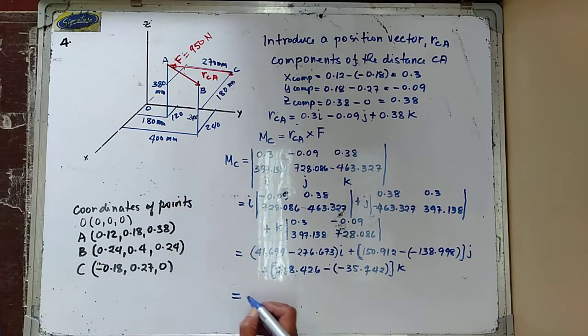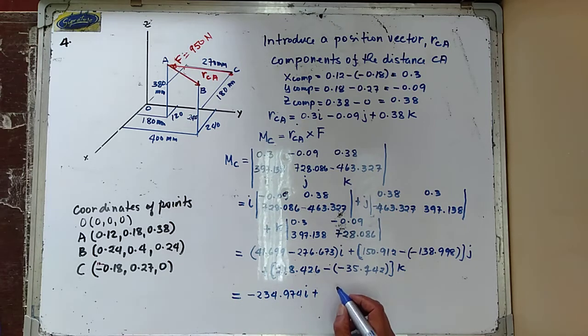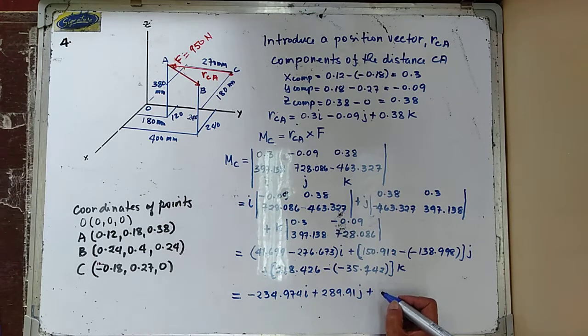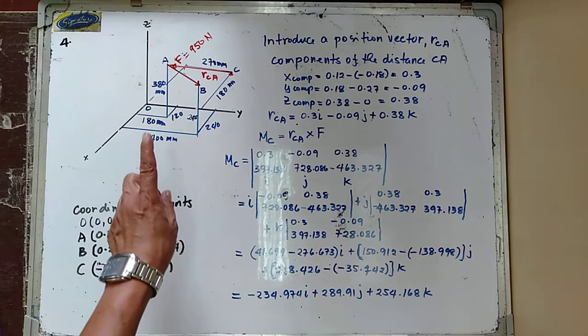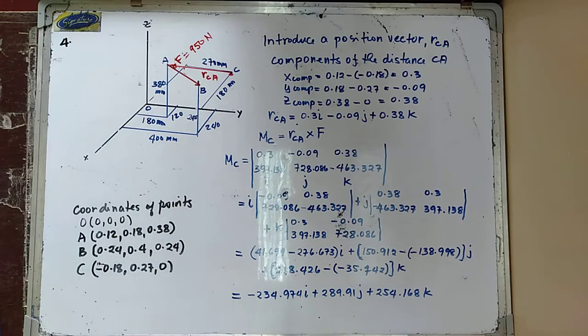And the moment, therefore, of the vector about point C is minus 234.974 I plus 289.91 J, and then plus 254.168 K. So this is now the moment of the vector F about point C.